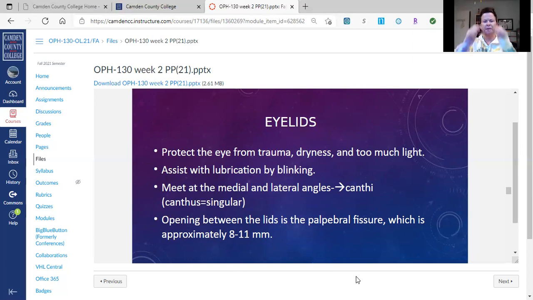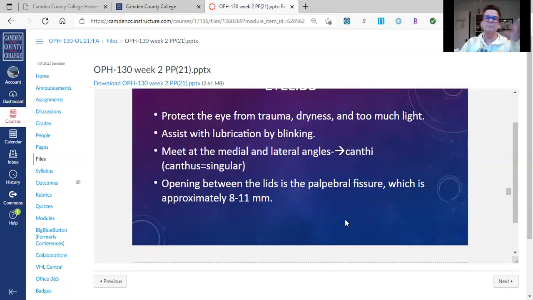That is called the palpebral fissure. Remember earlier we said fissure is another word for opening. And anytime you hear the word palpebral, we're talking about lids, right? So the opening between the two lids is called the palpebral fissure. Approximately 8 to 11 millimeters.